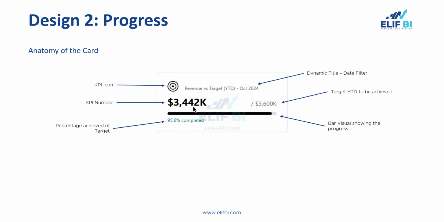The KPI number is written in a bolder, darker and bigger font. So that is the focus of attention. Then we've got the target year to date to be achieved. That's written in a lighter, smaller and a normal font. We've got this bar visual that shows us the progress. And also we've got the percentage achieved of the target.